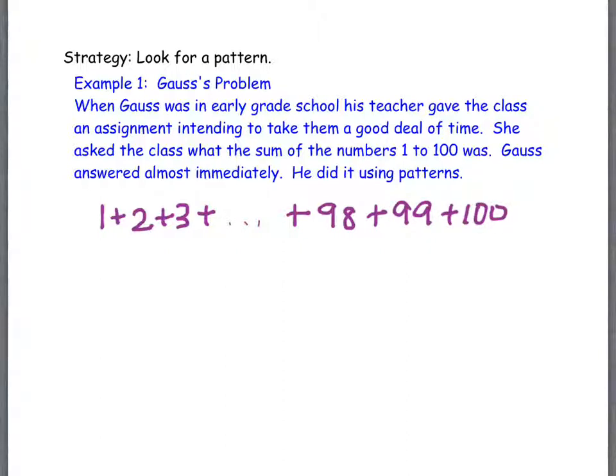So we're writing out all the numbers that he's supposed to add together. So far, so good? No big deal. And this would work for no matter what numbers we were doing, right? It doesn't have to be 1 to 100. If it were 50 to 67, we could do the same thing.